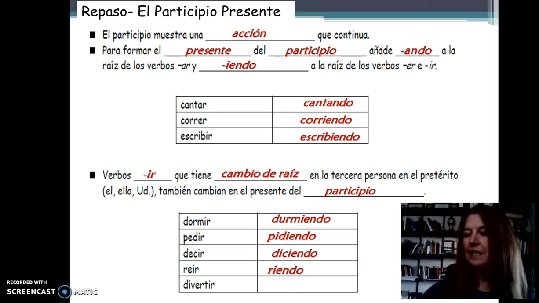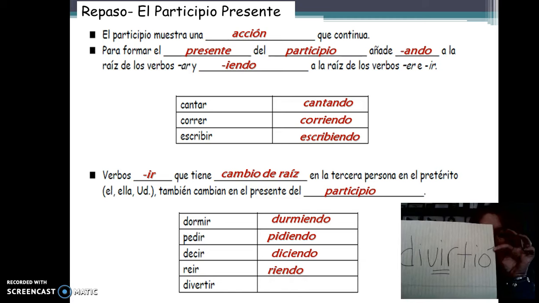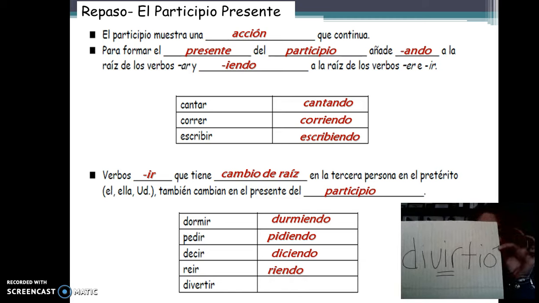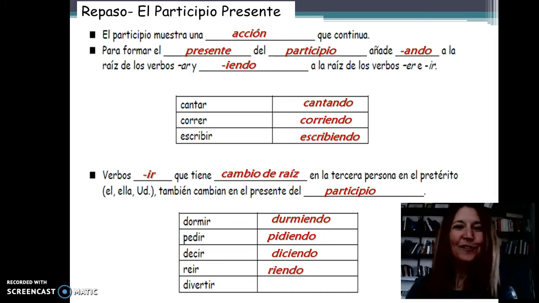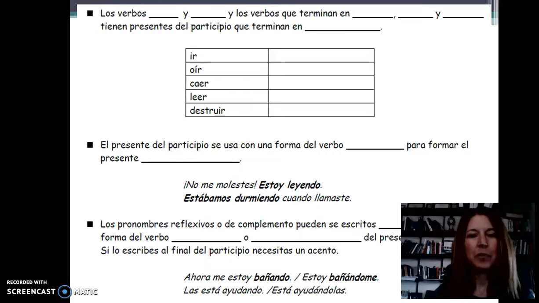All right, for our last verb, divertir, our stem that changes is the E. So that E, just like all the other E's, are going to go to I. And it looks like this. Divirtió. La clase de Señora Mosby se divirtió mucho. And that is to have fun. And that's what we're doing right now. Perfecto. Divirtiendo. All right, let's go on to the next spot.